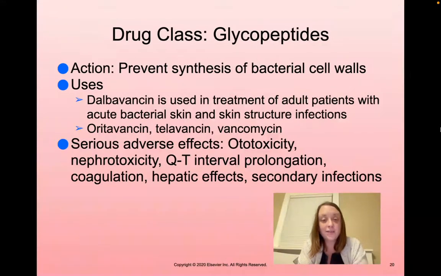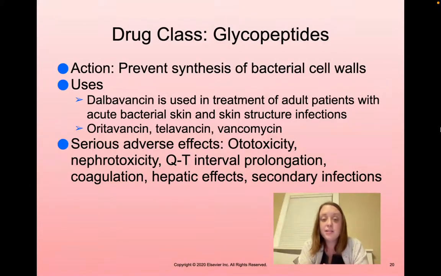Glycopeptides are another class of antibiotics. They work by preventing the synthesis of bacterial cell walls. We use glycopeptides such as dalbavancin in the treatment of adult patients with acute bacterial skin and skin structure infections. Some other examples are oritavancin, telavancin, and vancomycin is probably the one you've heard of most commonly.